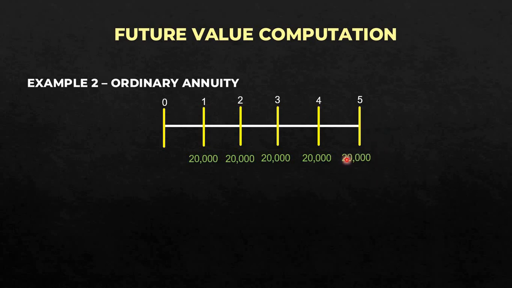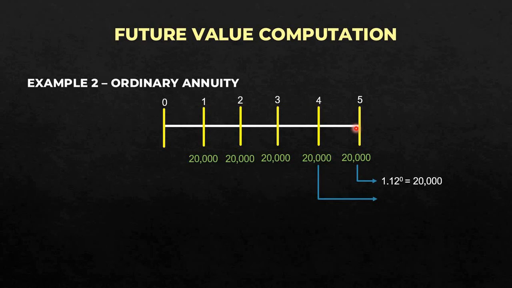At since itong 20,000 pesos na to is already at the end of 5th year, wala na siyang dinaan na compounding period, kaya ang ating formula is 1.12 raised to 0. Kapag minultiply natin sa 20,000, ang sagot is also 20,000 pesos. Kaya 0 ang exponent kasi wala siyang dinaan na compounding period. Pero dito sa pangalawang 20,000, bago siya makarating ng 5th year, may dadaanan siyang compounding period. Yun nga lang, isa, kaya ang kanyang exponent is positive 1.